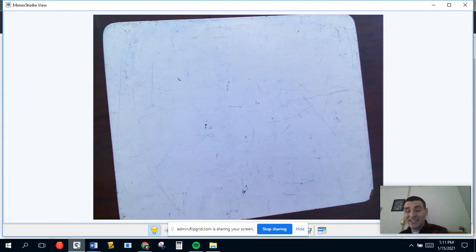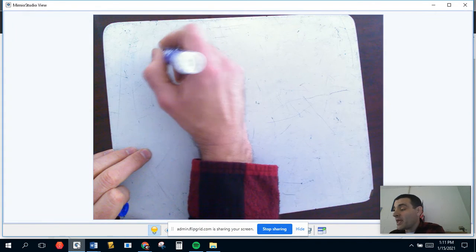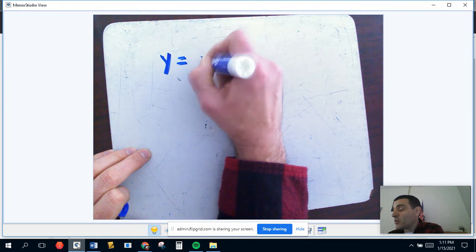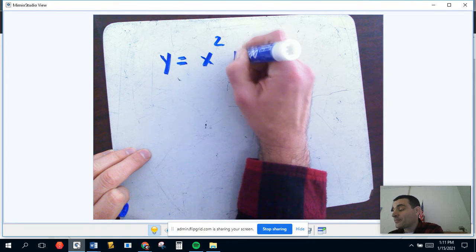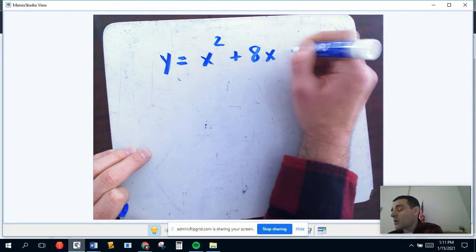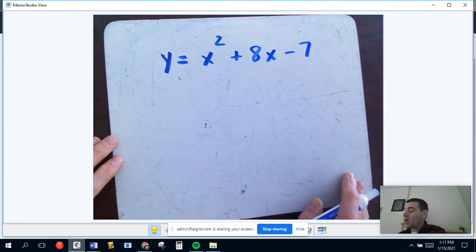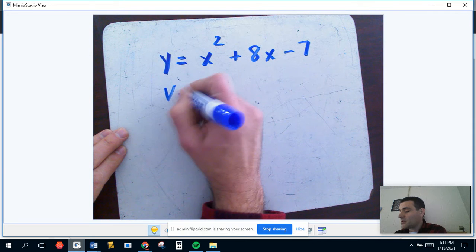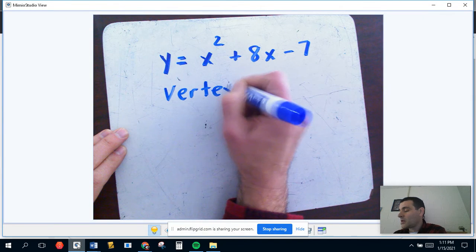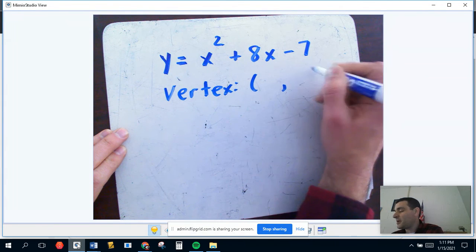And we're going to be given a standard form of a quadratic equation. And our job here is going to be to find the vertex. Okay, something like that. What is the vertex? All right, so what I'm going to do is write vertex, kind of set up a little template here.